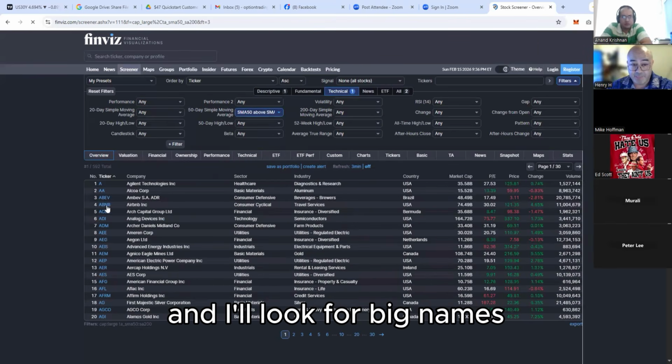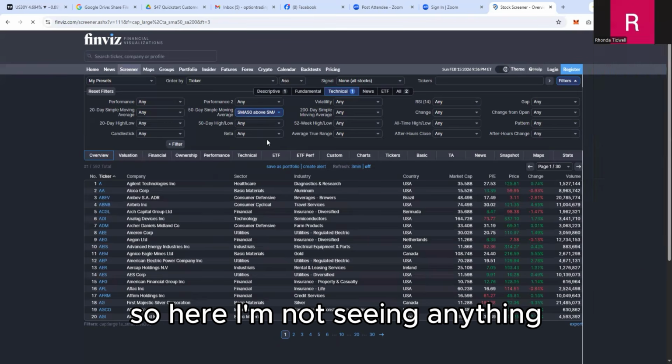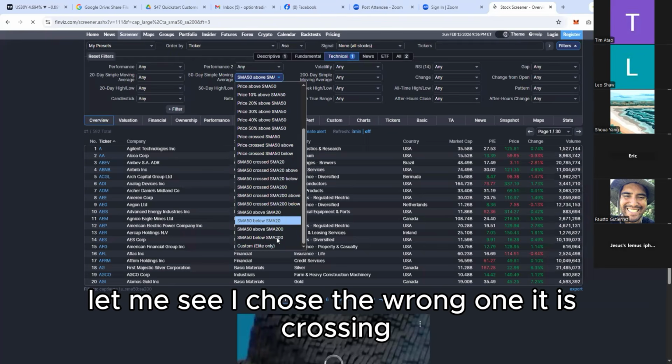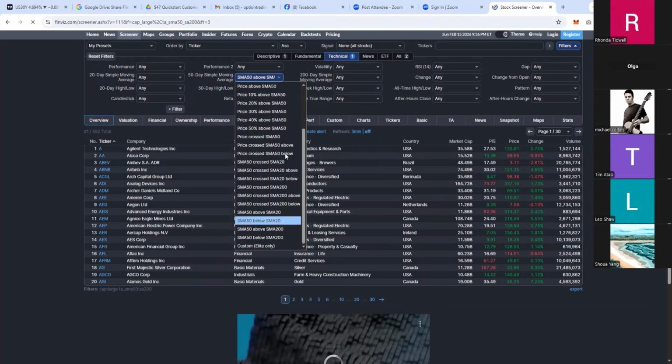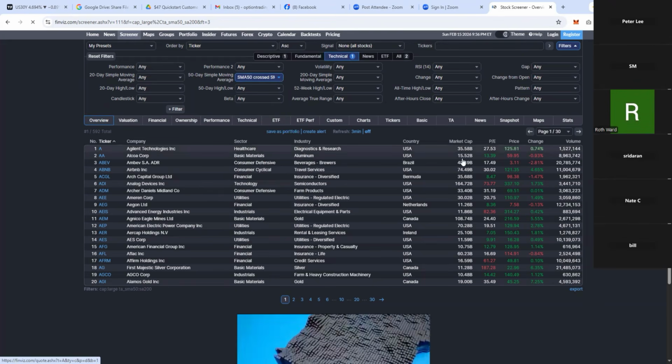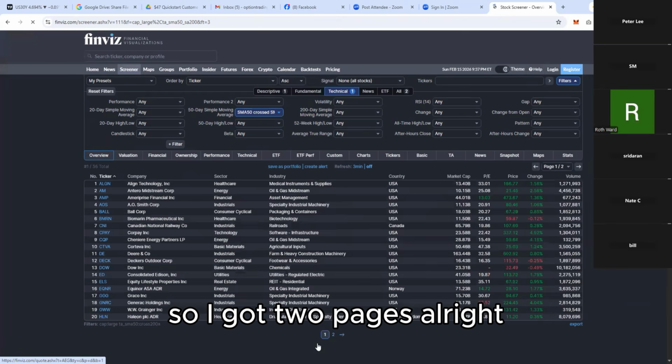I'll look for big names. So here I'm not seeing anything. Let me see. I chose the wrong one. It is crossing the 200 above, 50 crossing the 200 above. So this should shorten my list. Okay, so I got 2 pages.